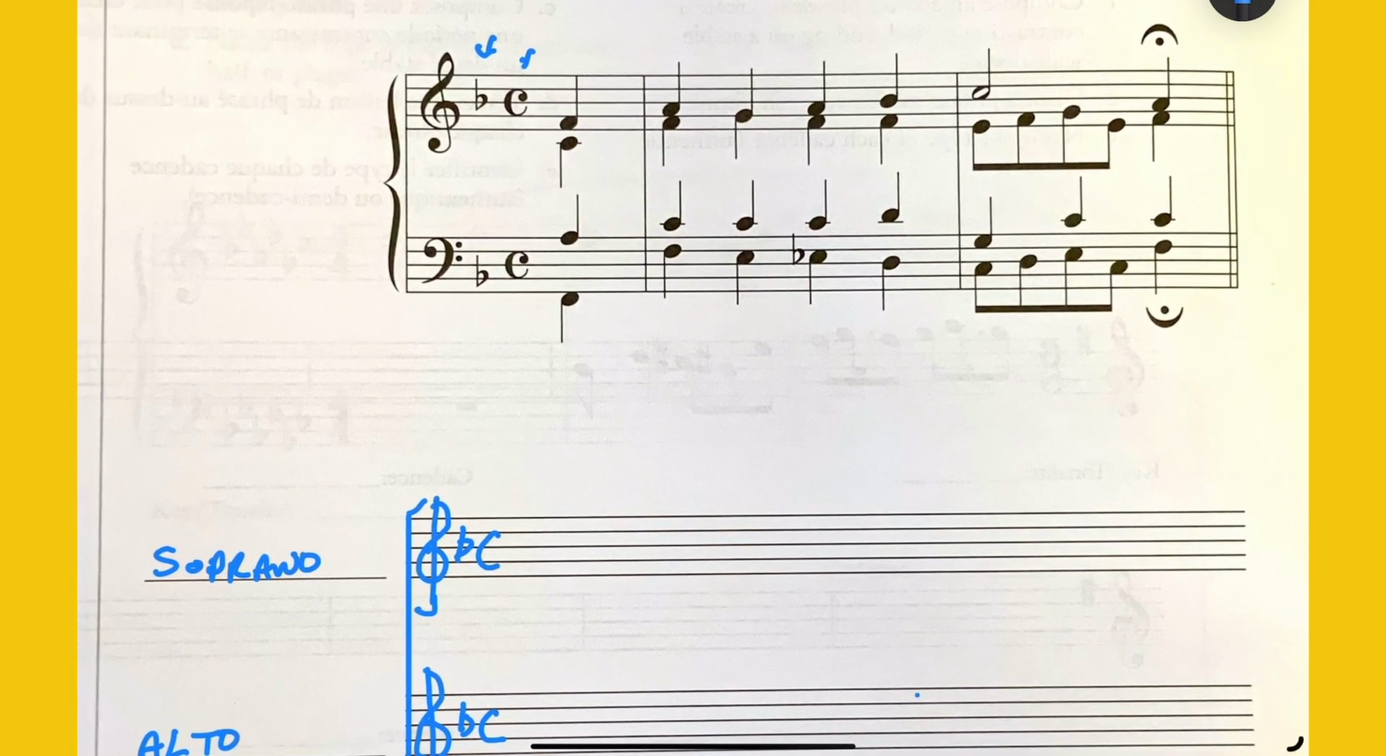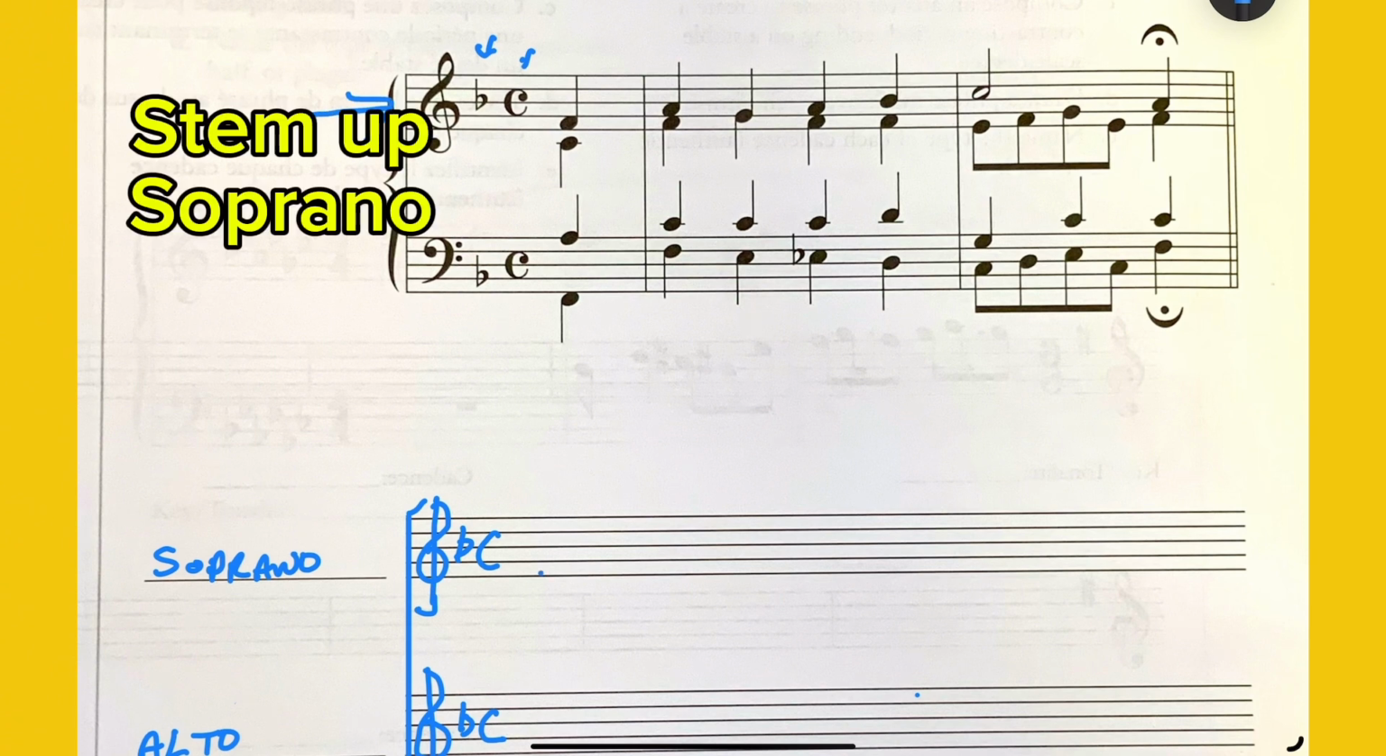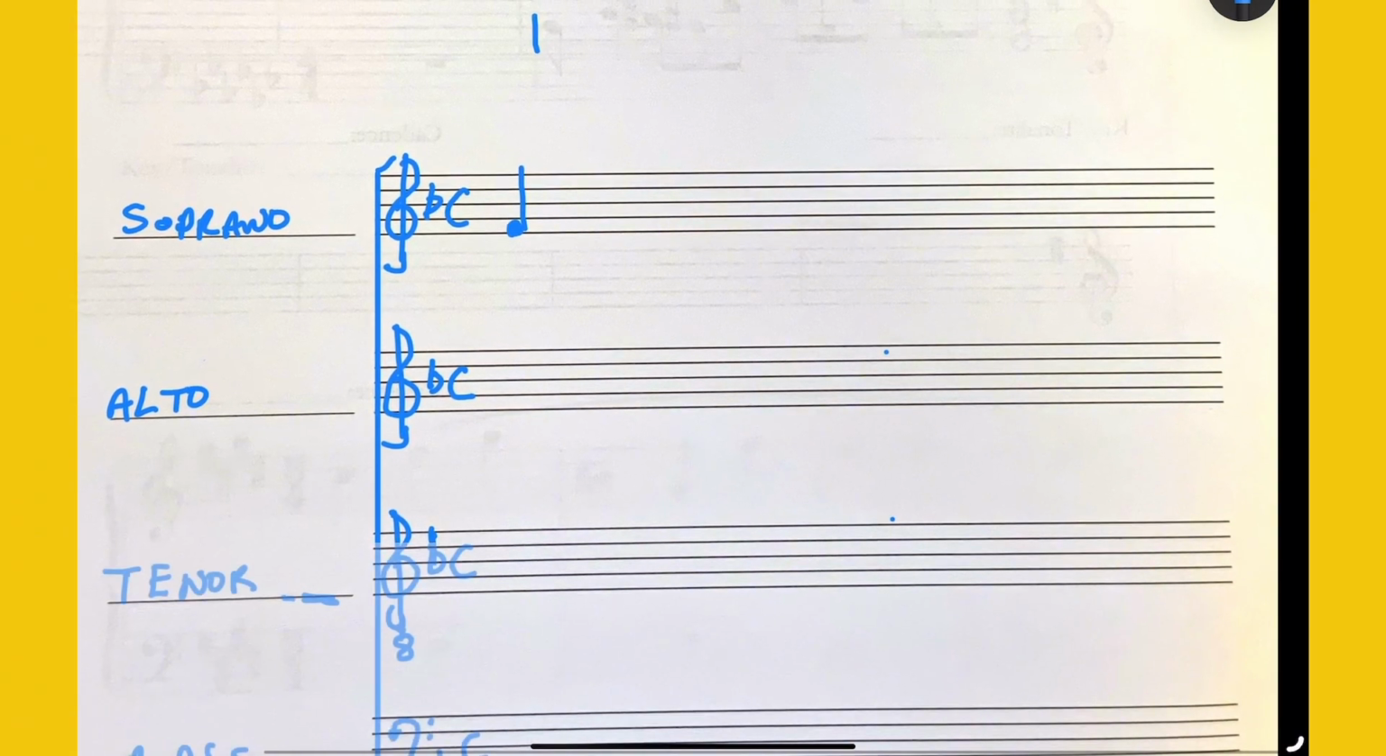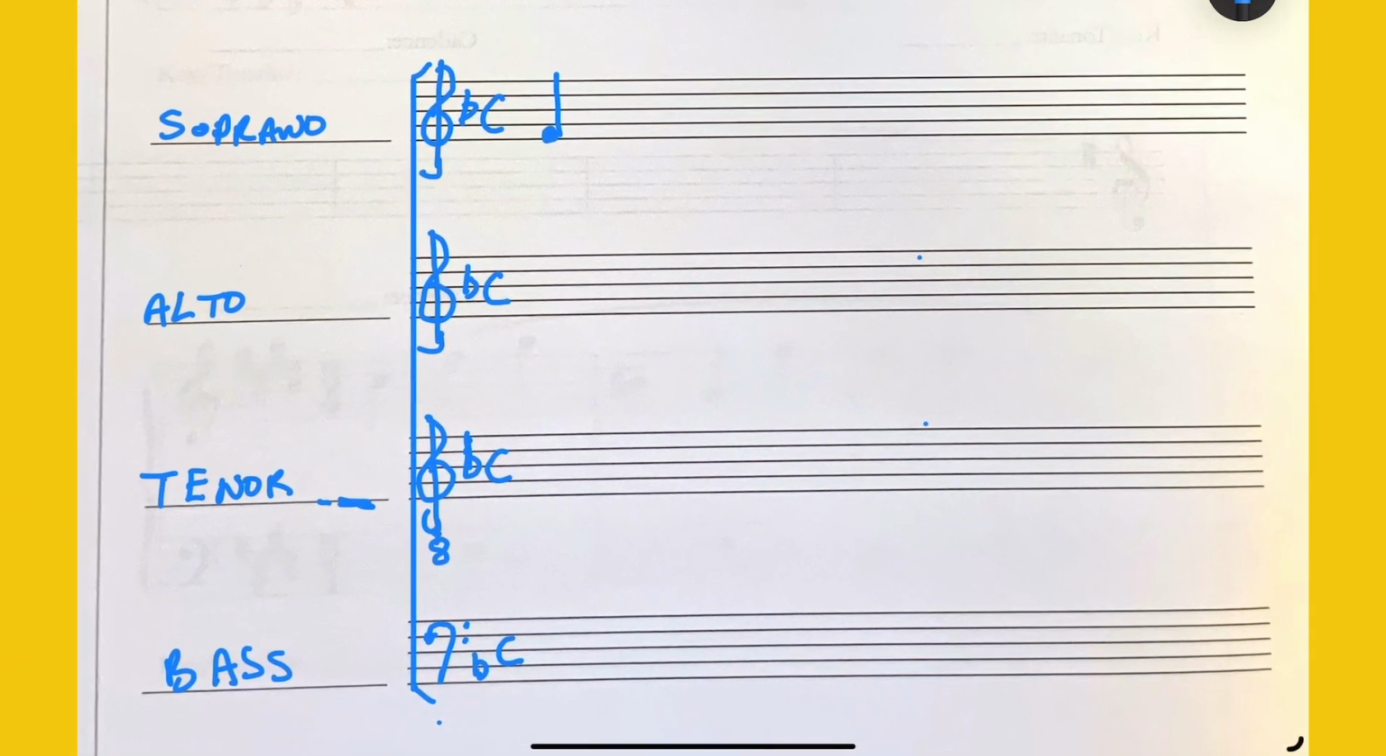Okay, so stems going up is for soprano. We're going to start on the F. Okay, and then let's try to follow suit to write directly underneath, just like the others. Now, we're going to do a bar line that comes all the way down. So it's always good just to do the first one and then try to match it up.